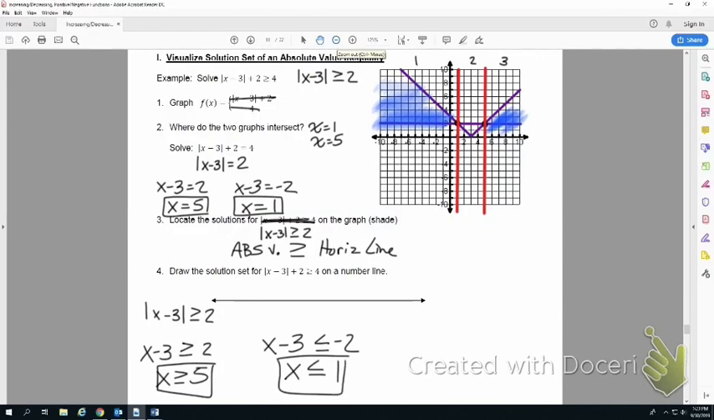Now let me show you how I put this on this number line. You don't always have to do this, but I want everybody to do it at least for now. I'm going to put a rough absolute value on the number line like that. My 2 solutions are 1 and 5. And so this is a number line, so the lower value goes on the left. The higher value goes on the right.